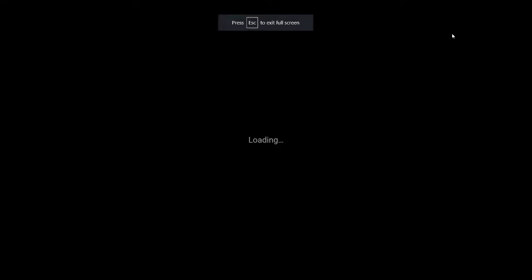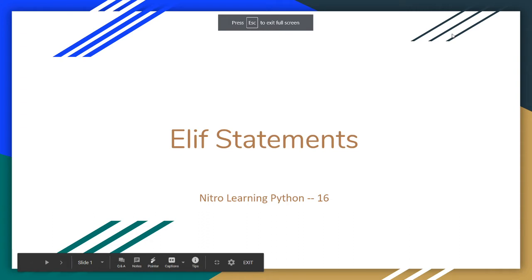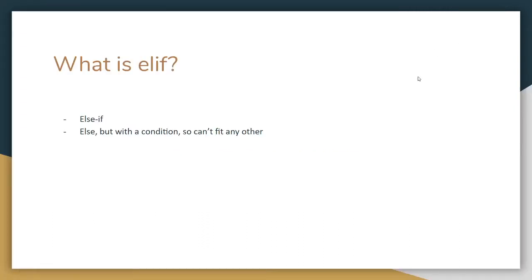So today we're going to be talking about elif statements. So what are elif statements? Elif statements are a hybrid of if statements and else statements. They don't meet the condition of the if statement, but they have another special condition, so they can't go to the else statement. But why do we need elif statements?